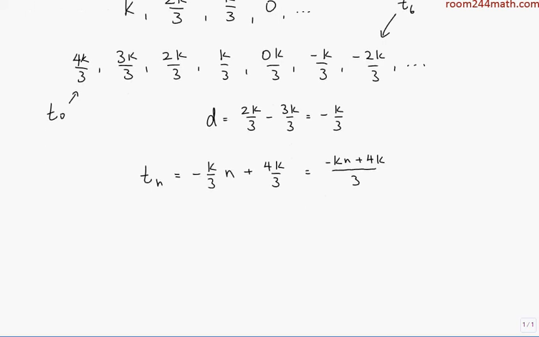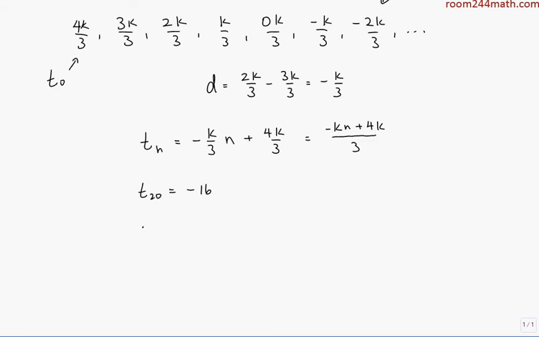All right, so let's take a look now at the third part of this question. If they give us a value for t20, t20 is equal to negative 16, can we figure out what k is? Well, using the general term, we can figure out what t20 is just by substituting 20 wherever we see n. So it's negative k times 20 plus 4k all over 3. But we're told that that's equal to negative 16.